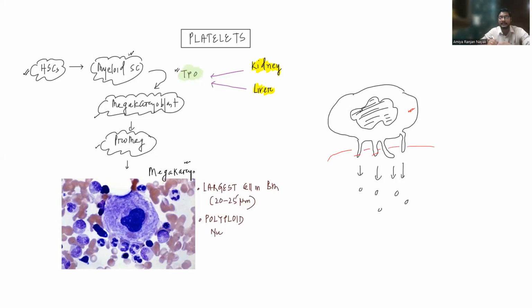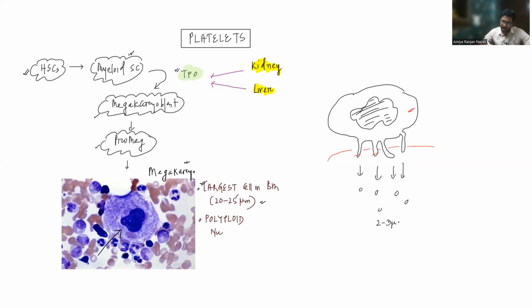Megakaryocyte, from the name itself, you can understand. Megakaryo means large nucleus. So these megakaryocytes will have a large nucleus, as you can see here. Remember, megakaryocytes are the largest cells found in the bone marrow. These are around 20 to 25 micrometers. The irony is, even though the megakaryocyte is the largest cell inside the bone marrow, platelets are the smallest cells in the peripheral blood. Platelets have a diameter of around 2 to 3 micrometers. We have RBCs which are around 7 to 8 micrometers in diameter, but platelets are 2 to 3 micrometers in diameter.